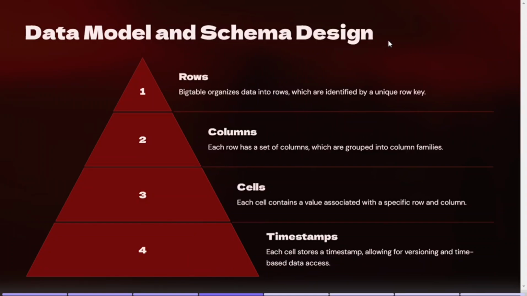This is the data model and schema design. First is rows. Bigtable organizes data into rows, which are identified by a unique row key. Second is columns. Each row has a set of columns which are grouped into column families. Third is cells. Each cell contains a value associated with a specific row and column. Fourth is timestamps. Each cell stores a timestamp, allowing for versioning and time-based data access.